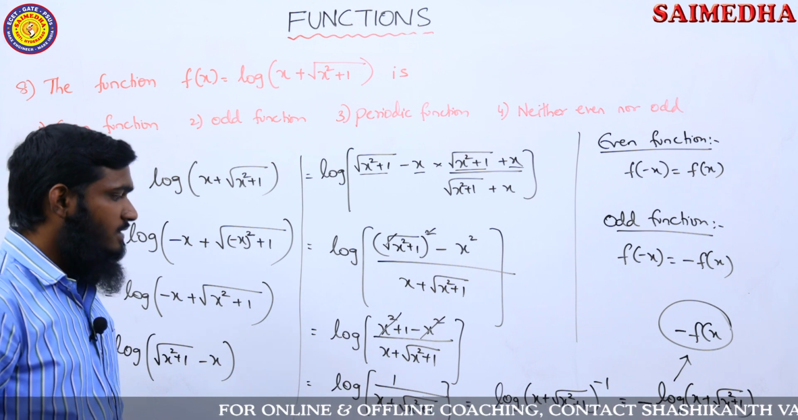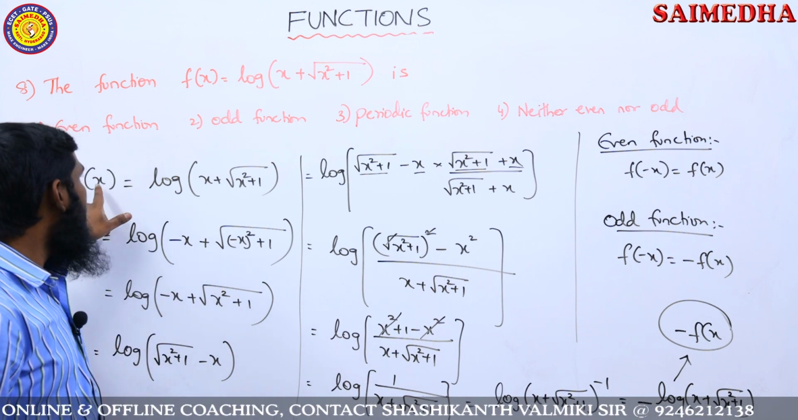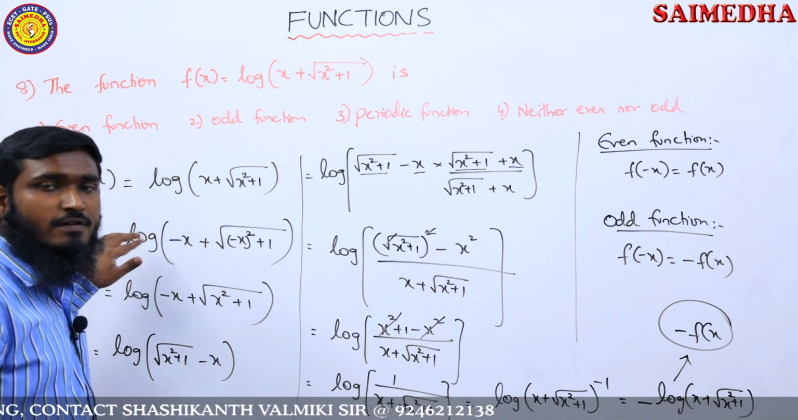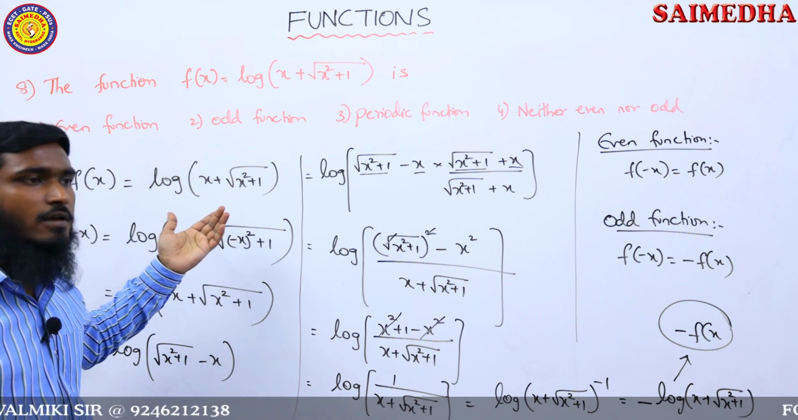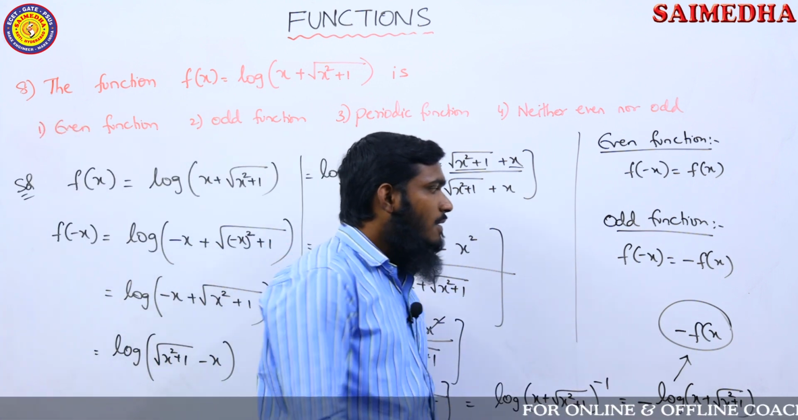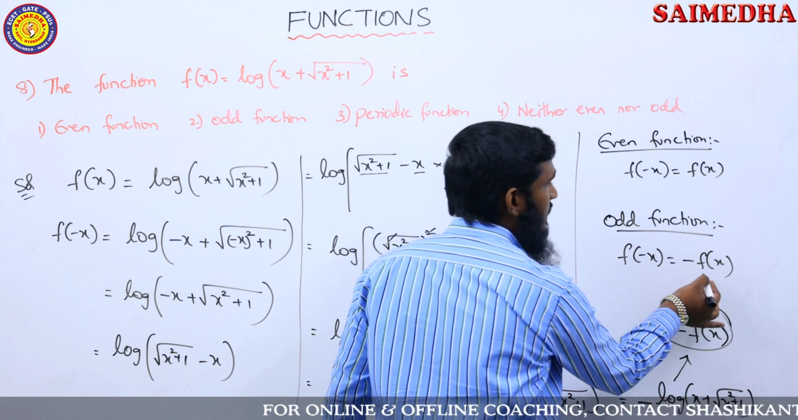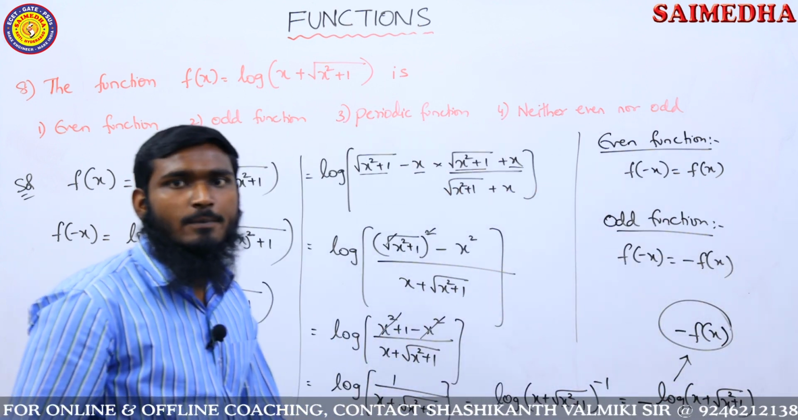Minus of f of x. Understood? So whenever we take the x value as minus x and substitute it in the question, we get the final answer, which is equal to minus of f of x. If it is minus of f of x, it means the function is odd.